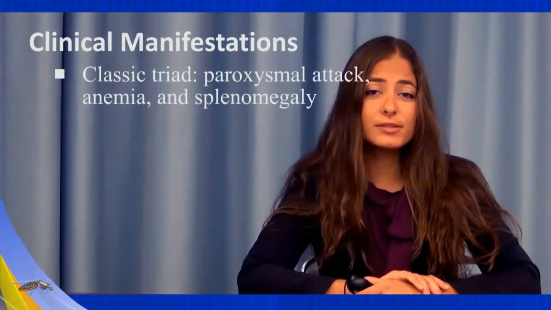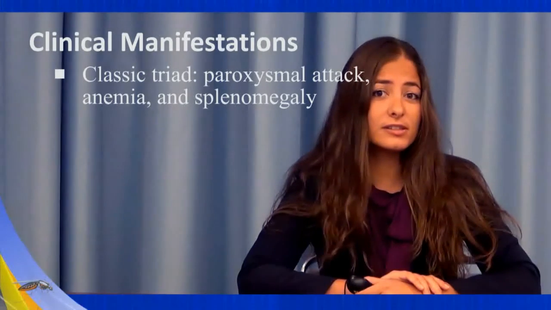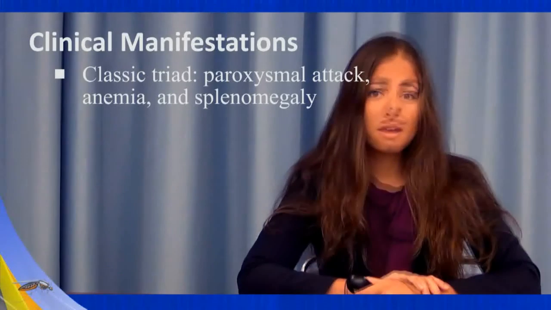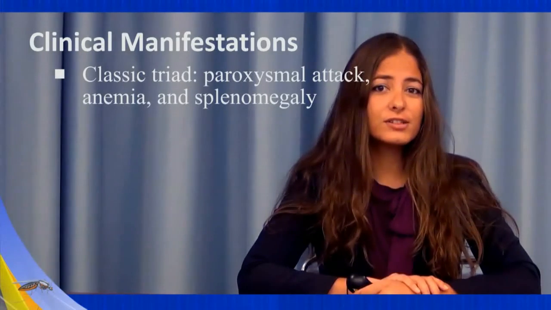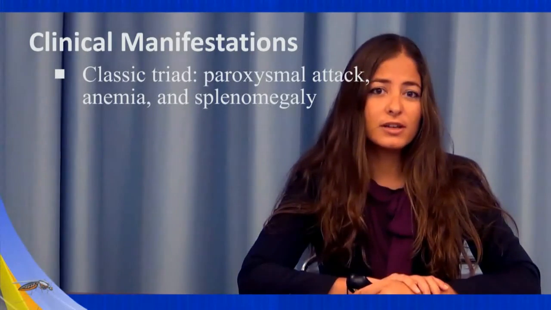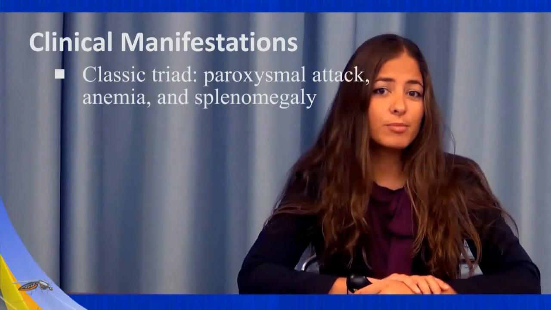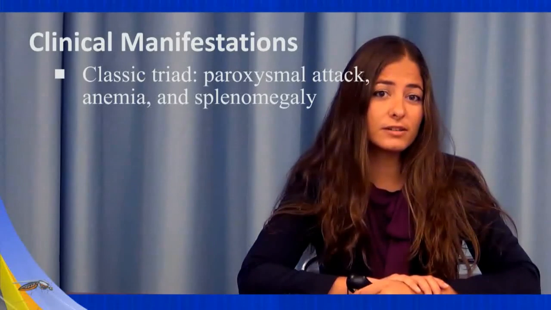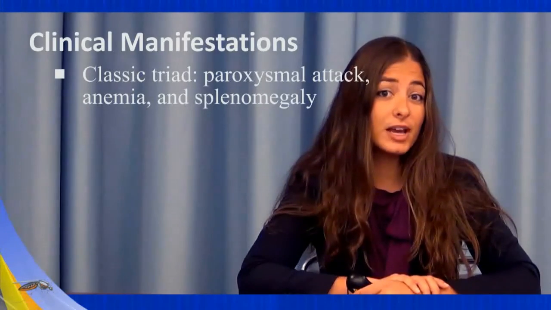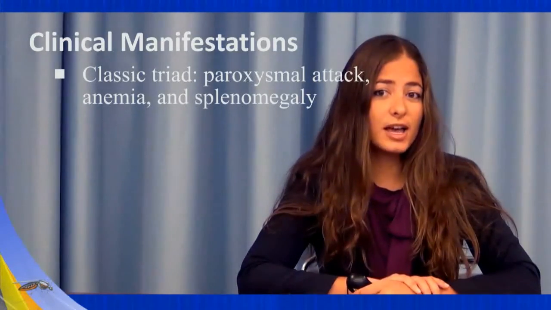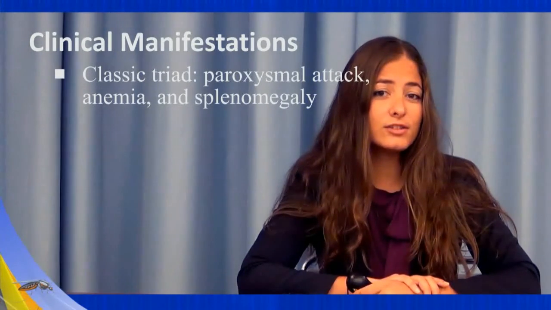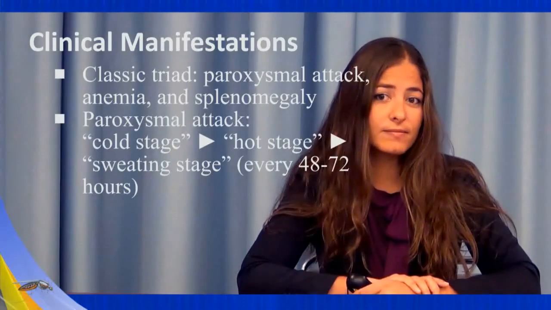The clinical manifestations of malaria are described as the classic triad of paroxysmal attack, anemia, and splenomegaly. In the course of infection, there is usually a prodromal period when fever is not regular, but after a few days, the fever pattern becomes tertian or quartan, depending on the Plasmodium type. Paroxysmal attack is seen when merozoites rupture the red cell membrane and enter the bloodstream en masse.